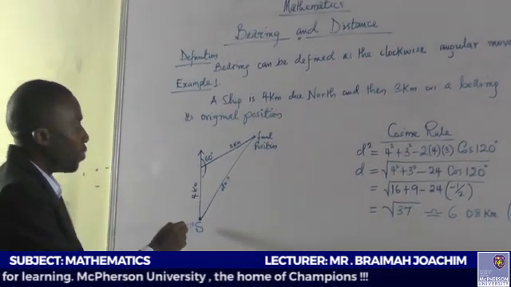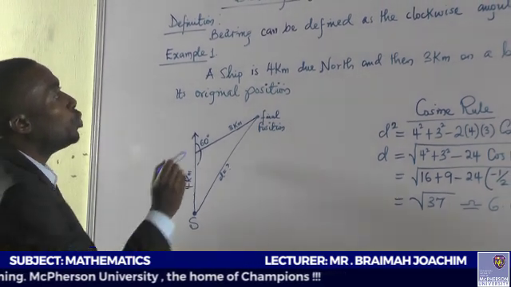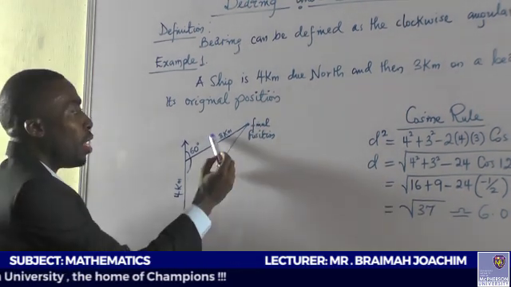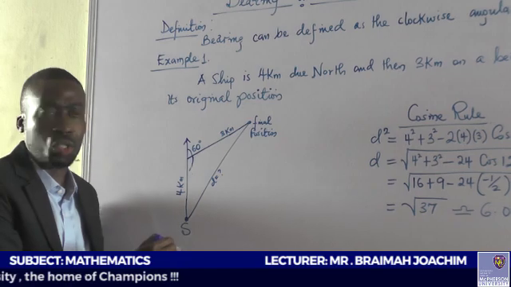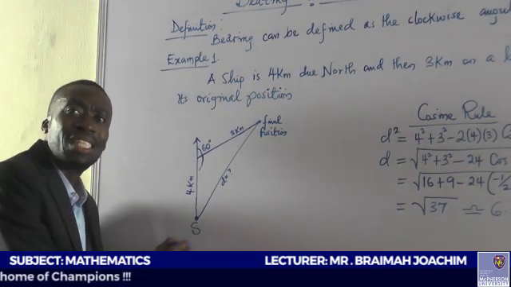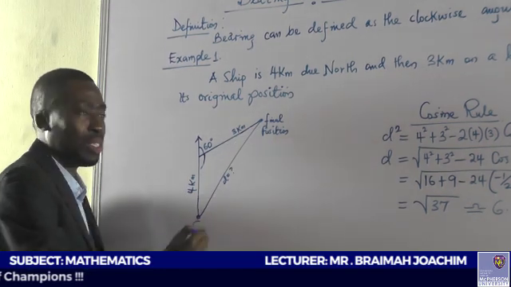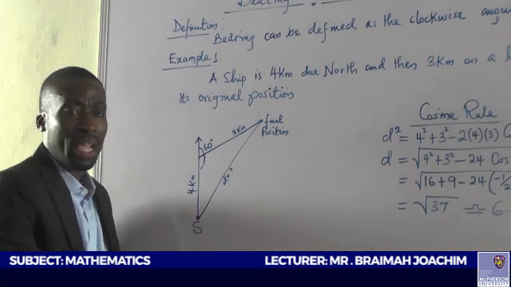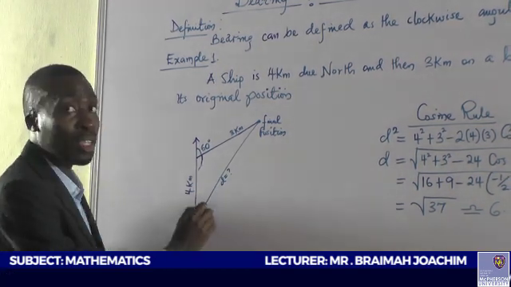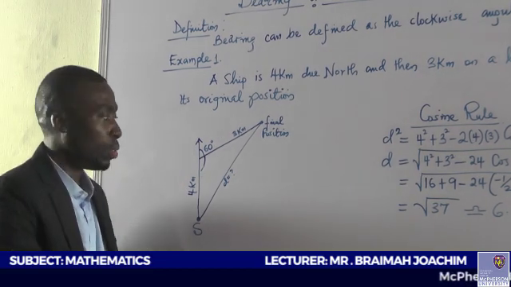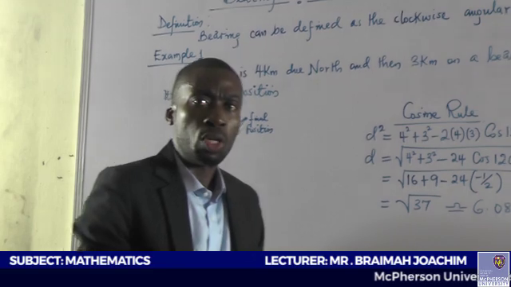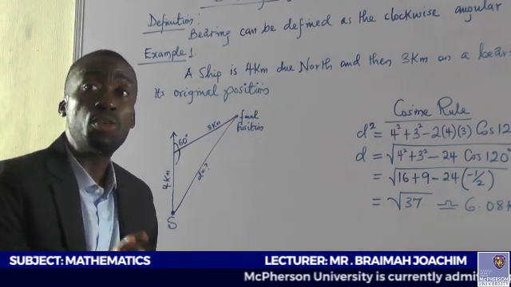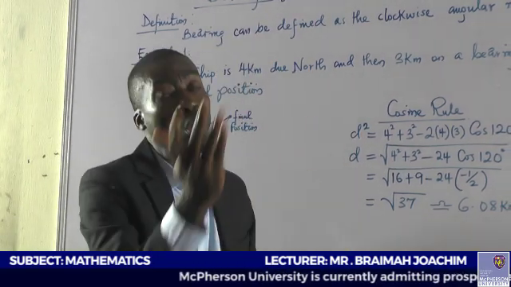Alright, if this is the ship at this point, it moves due north, then 60 degrees. After about 3 kilometers, it stops at its final position. Now we are asked, from its starting position to its final position, what is the distance? Here we are given two sides, 4 kilometers and 3 kilometers, and we have a side to tackle. That is the distance from its starting point to its final position. So we're going to engage the cosine rule, because this rule is engaged when you are given two sides and an included angle, while the sine rule is engaged if you have two sides and a non-included angle.